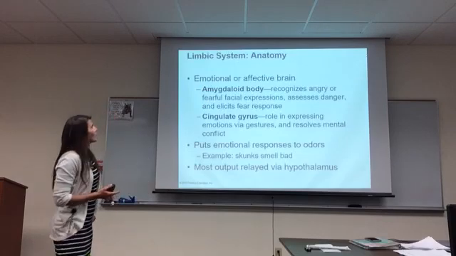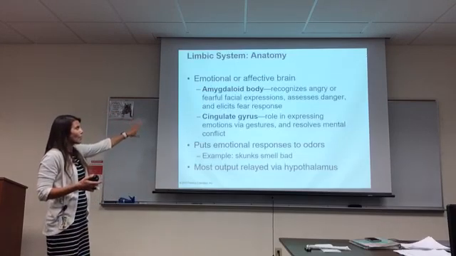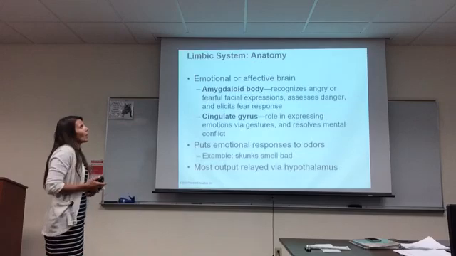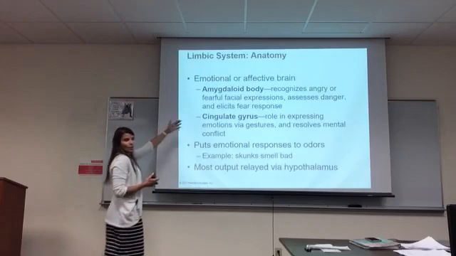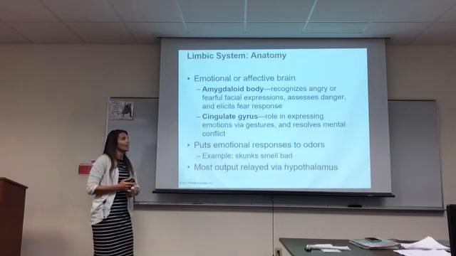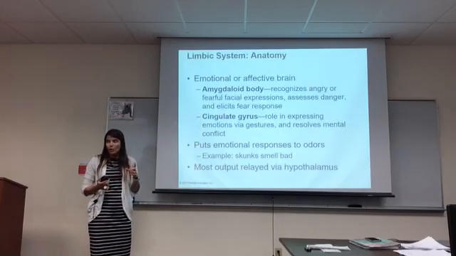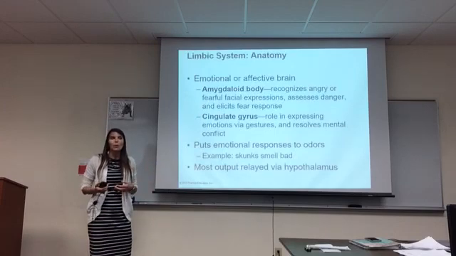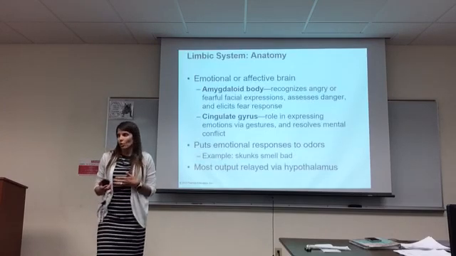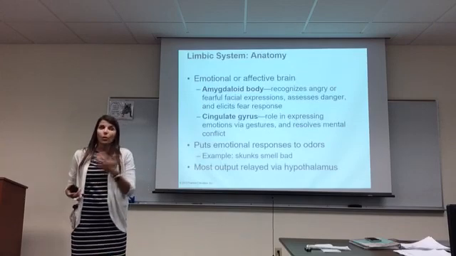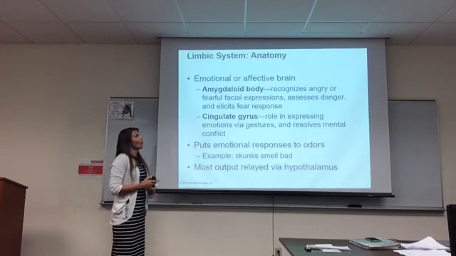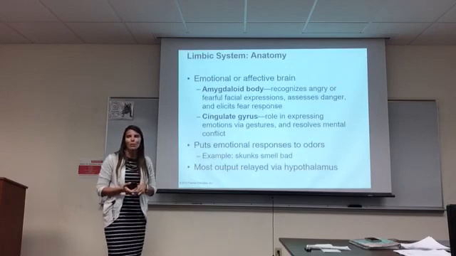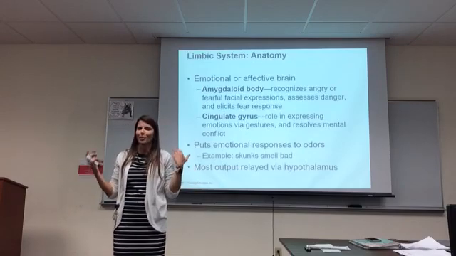Anyways, all right. The limbic system, the amygdaloid body, and the cingulate gyrus, those are the two that I pointed out. The amygdaloid body allows you to recognize angry or fearful facial expressions. It allows you to assess danger and elicits a fear response. So when you look at something and you get kind of scared, that's your amygdaloid body telling you, hey, this doesn't look right, or that person looks scared, or this is scary to me. The cingulate gyrus plays a role in expressing your emotions via gestures. And it helps you resolve mental conflicts when you're going back and forth between the good and the bad.